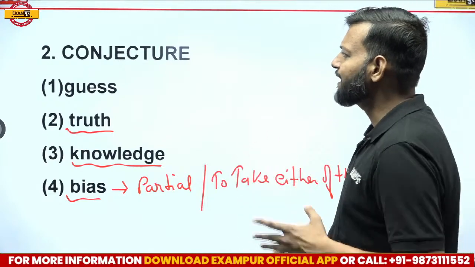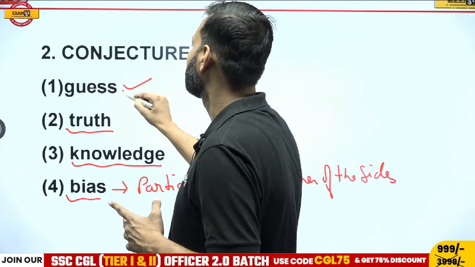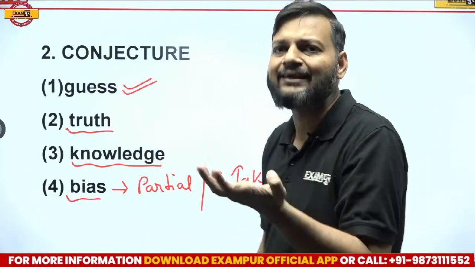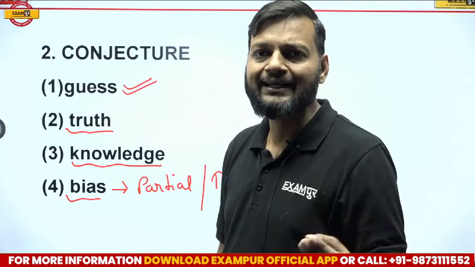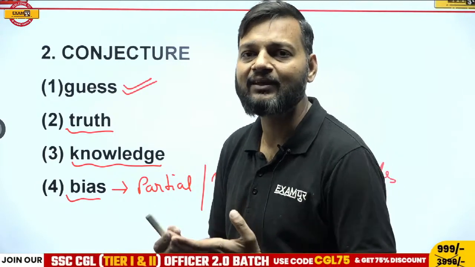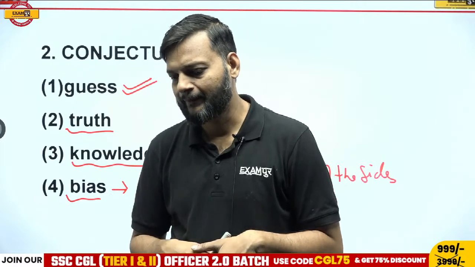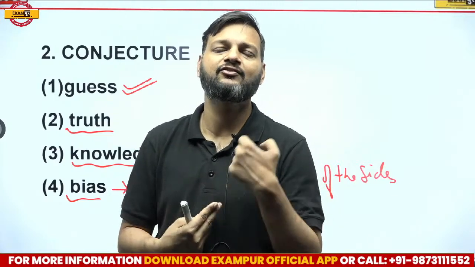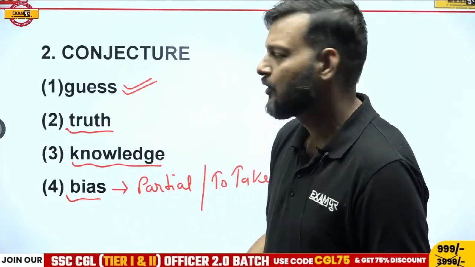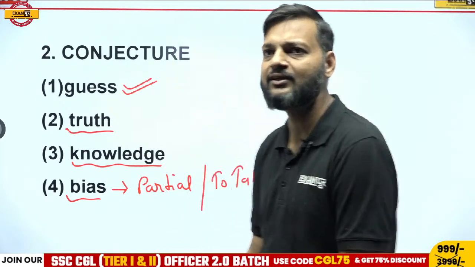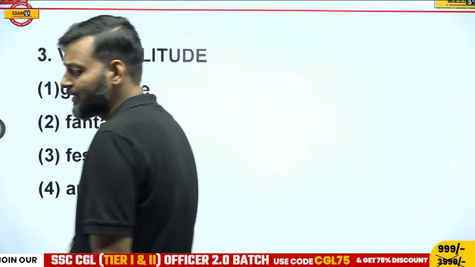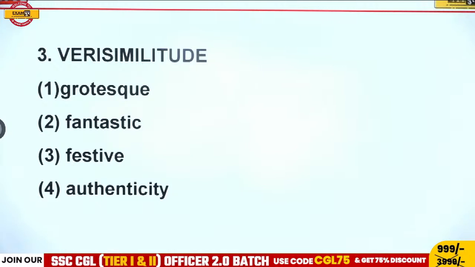Okay, so conjecture means to guess. When knowledge is not based on definite idea, it is called conjecture. When we try to answer something without any definite knowledge, it is called conjecture. So the answer is guess. Now the next word, verisimilitude. What is the meaning of verisimilitude?